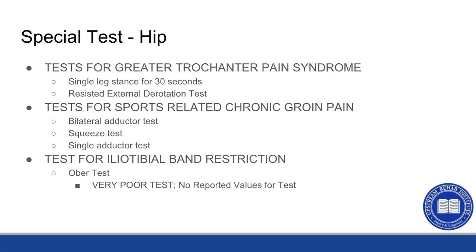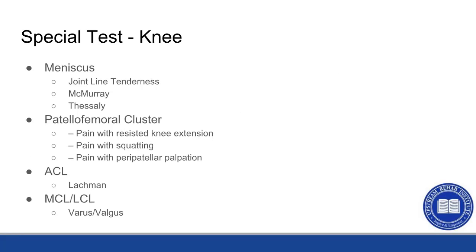For IT band syndrome, the Ober test is actually a very, very poor test. There are no reported values for this test. If you're looking for one, Noble's is a little bit more supported by research. For the knee and meniscus, joint line tenderness is really, really important. For the meniscus, McMurray and Thessaly are the next most supported. While this is not on here, remember a special test is just a test that you do. Your quadrants should play a huge part in your meniscus assessment.